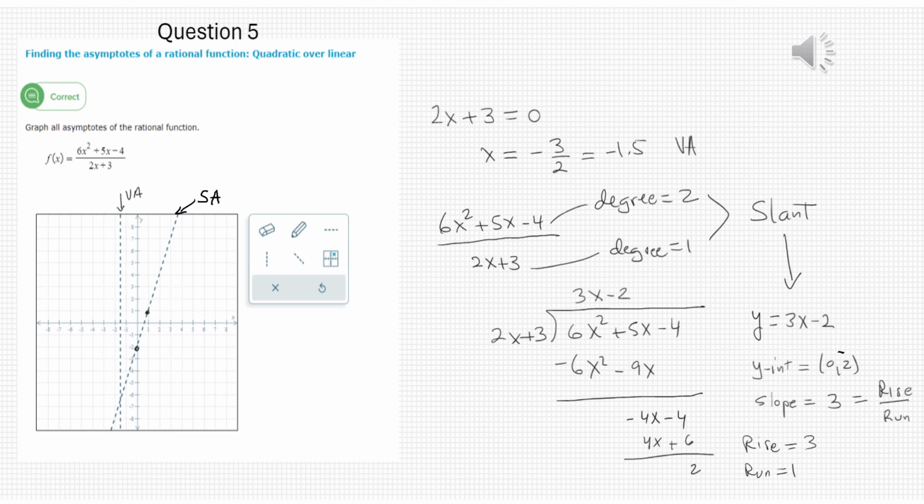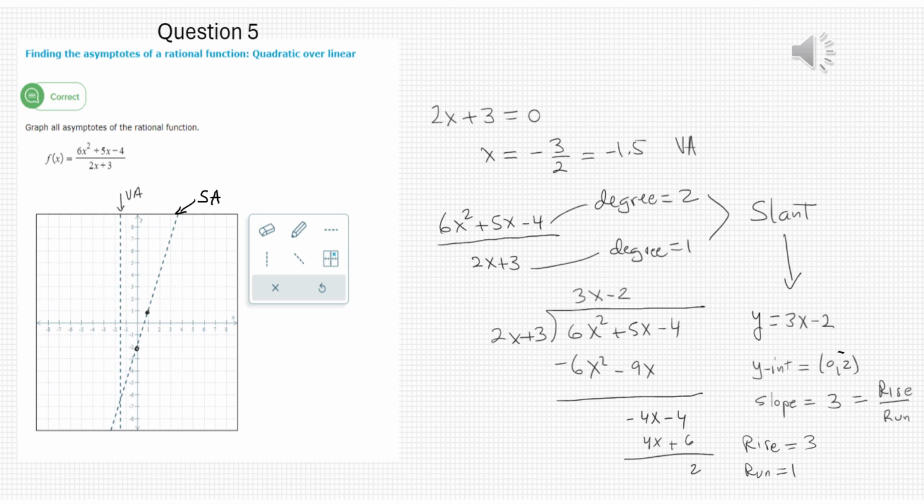You divide the numerator by the denominator. This is long division, so I don't need to explain this. I suppose it's obvious. And the equation is 3x minus 2. And this is the equation for this line.